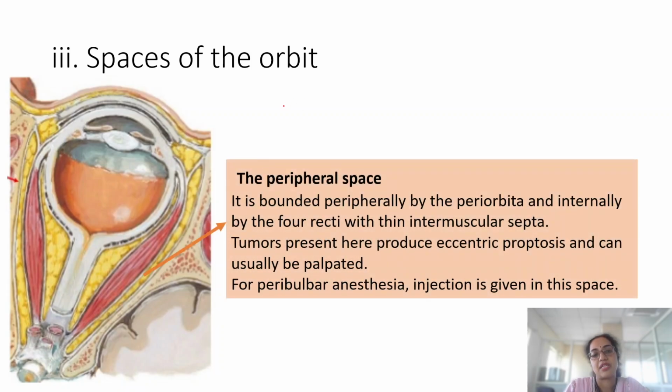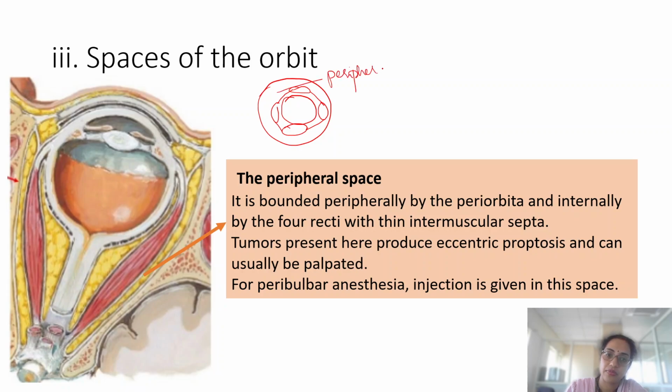The next is the peripheral space. So this is the space between the extraocular muscles. Okay, imagine the orbit, as you're seeing it from the front. This is the eyeball, and these are the four extraocular muscles. All right. So there are septa which connect these, so this is created into a space. The space outside this is known as the peripheral space. If there are some tumors or masses in this, they produce eccentric proptosis and they can be easily palpated. And when you give a peribulbar block for your surgeries, the injection is delivered in this space.